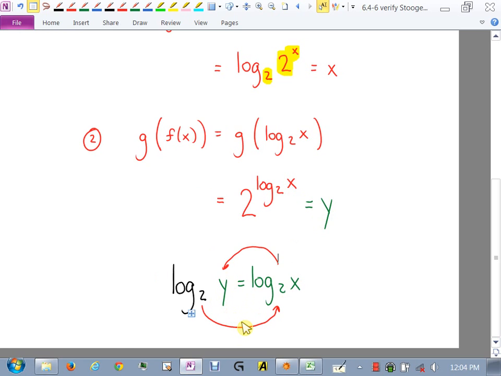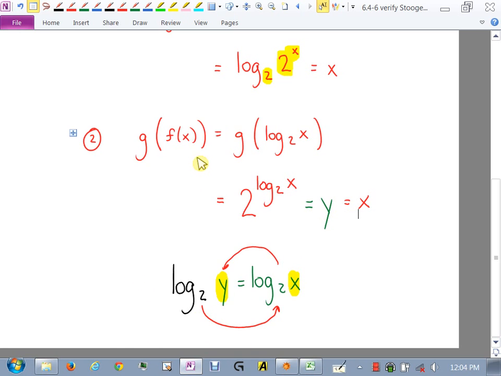Now I realize this is a little confusing, but look at this. If I'm saying log base 2 of Y equals log base 2 of X, what do you think these two have to be? The same. So X must be equal to Y, right? Which means my answer up here is X, because X is Y.